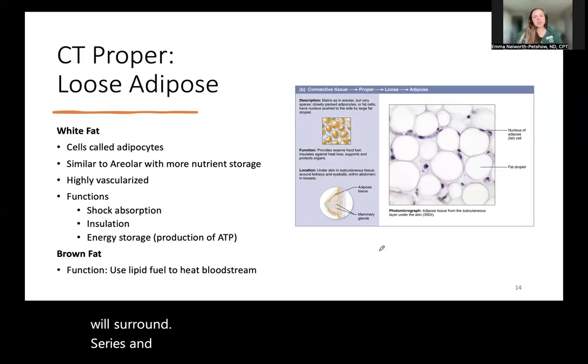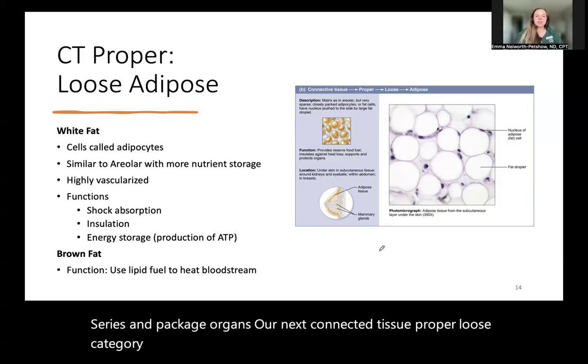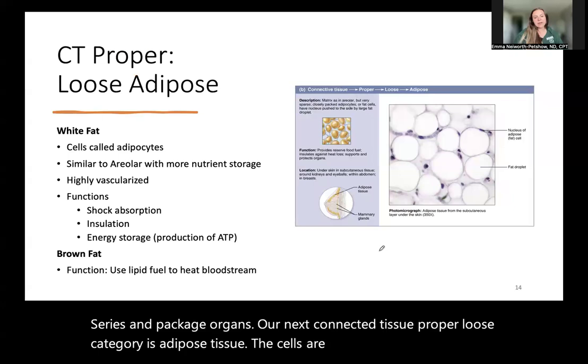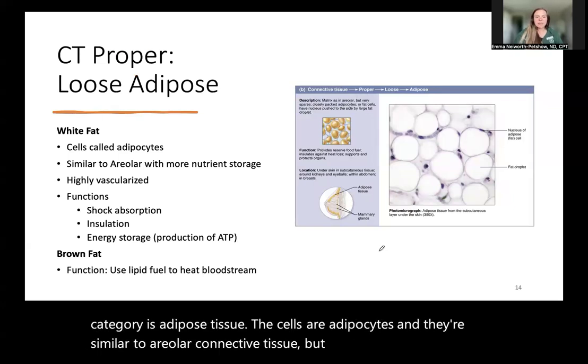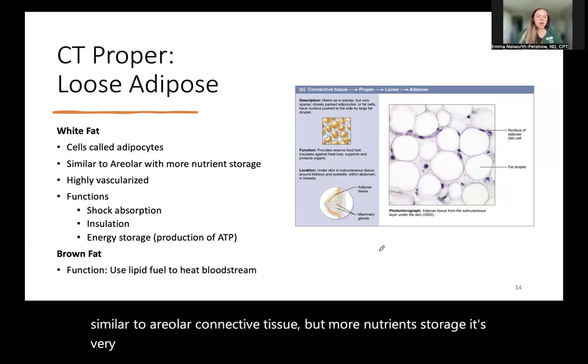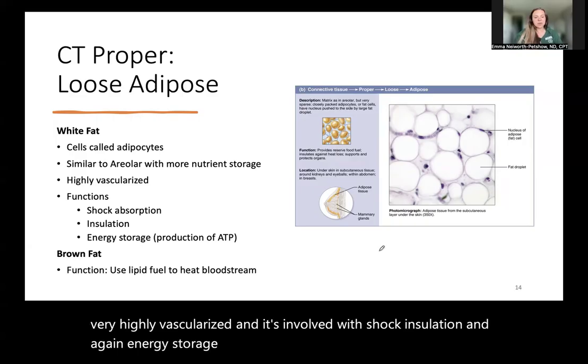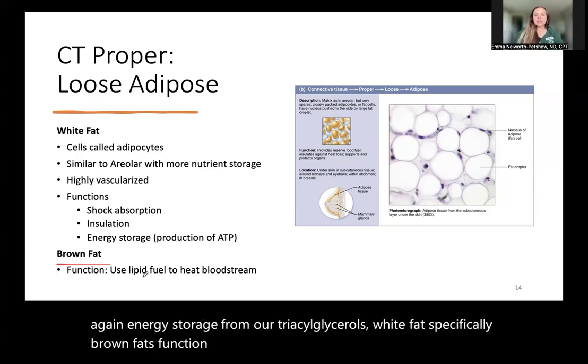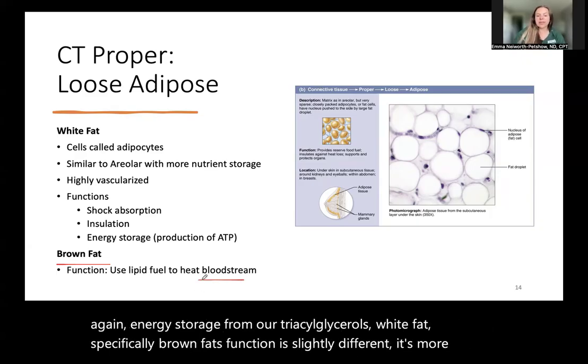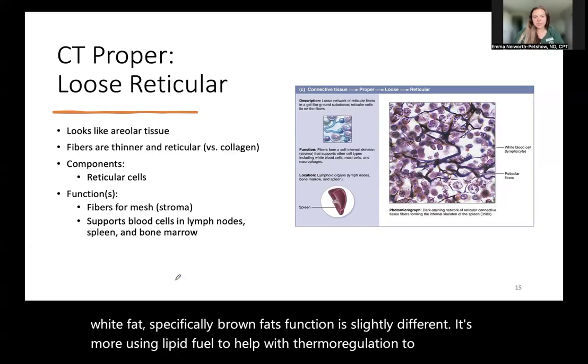Our next connective tissue proper loose category is adipose tissue. The cells are adipocytes and they're similar to areolar connective tissue, but more nutrient storage. It's very highly vascularized and it's involved with shock, insulation, and again, energy storage from our triacylglycerols. White fat specifically. Brown fat's function is slightly different. It's more using lipid fuel to help with thermoregulation to heat the bloodstream.